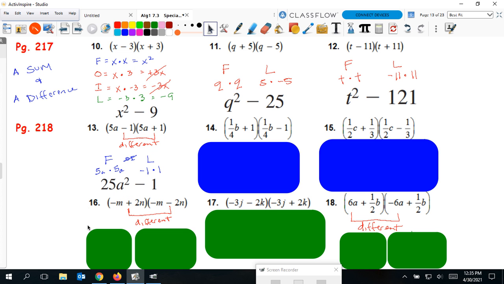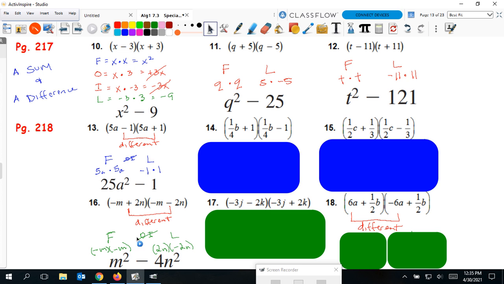Let's take a look at number 16. Again, this one you have the negative m, those are the same, but the 2n and the negative 2n are different, definitely identifying that as a sum and a difference. So when we do our first terms, that's the negative m times negative m, that's going to give you a positive m squared, because negative times negative is positive. And then 2n times a negative 2n for your last one. Remember, O and I will cancel each other out, so we don't need those two. So 2n times negative 2n is a negative 4n squared. There's our answer there. Again, it's going to be a difference of two squares answer.